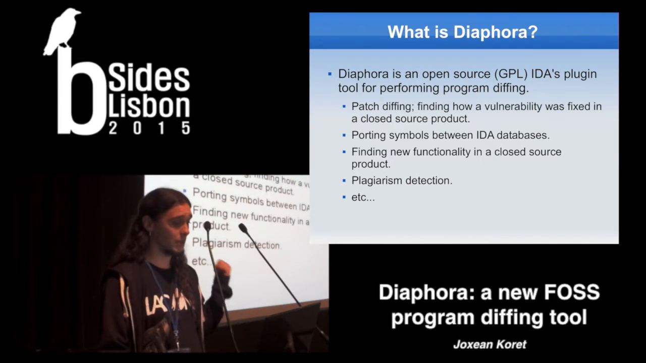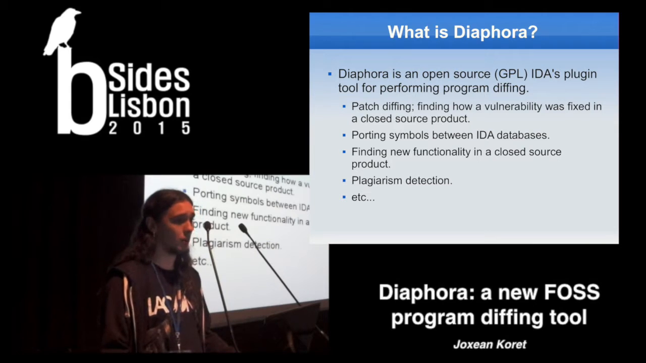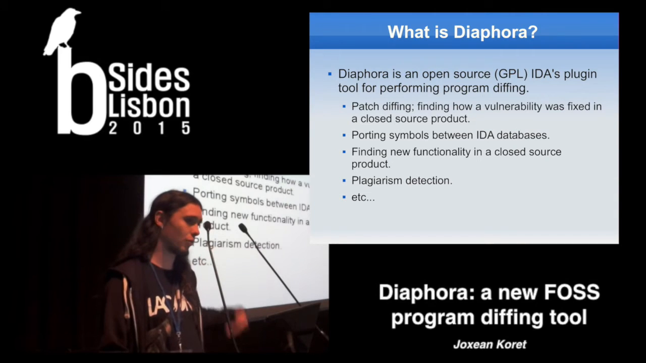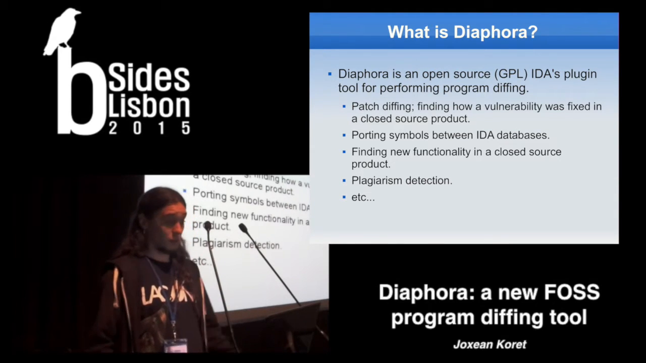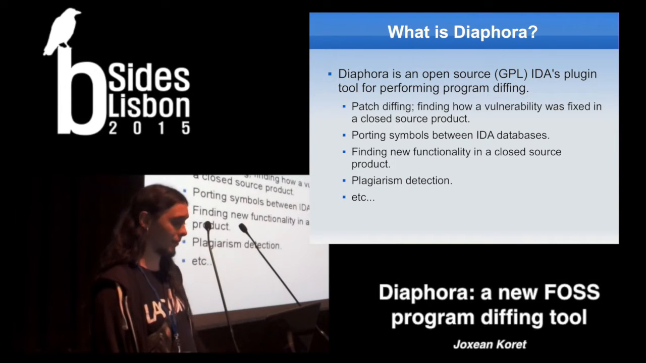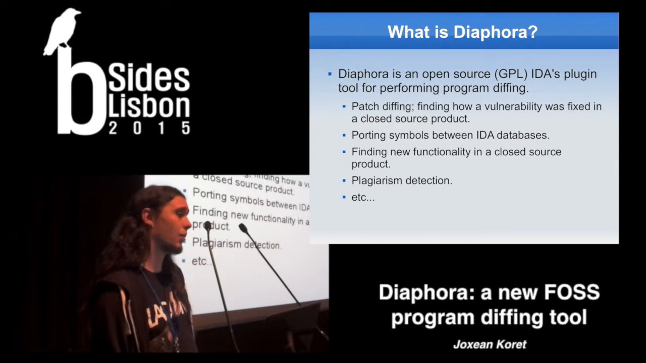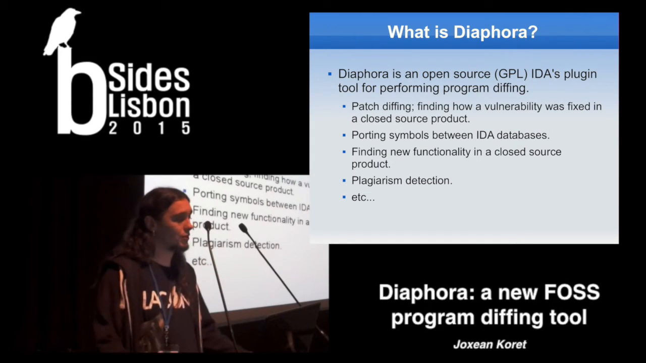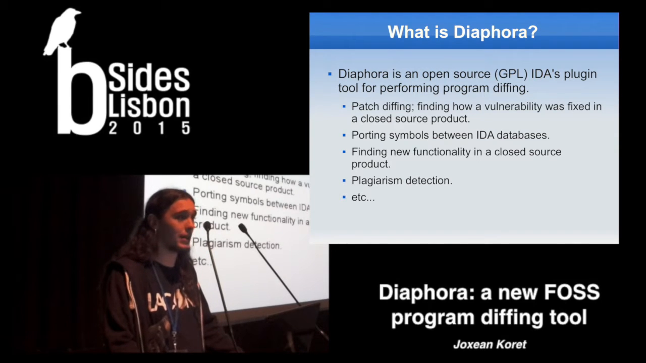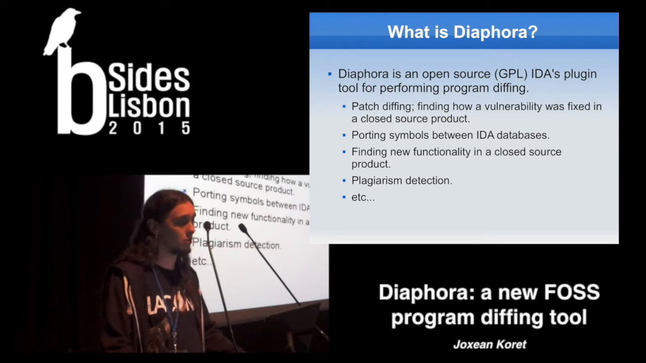It is open source, it's GPL, it's an IDA plugin, at least for now. Maybe tomorrow it will become an independent tool, but for now it is specifically written for IDA. And it's a tool for performing program diffing, which is typically referred to as binary diffing. It can be used, for example, for patch diffing, finding how a vulnerability was fixed in a closed source product. It can also be used for porting symbols between IDA databases, or for finding new functionality that was added in a closed source product.